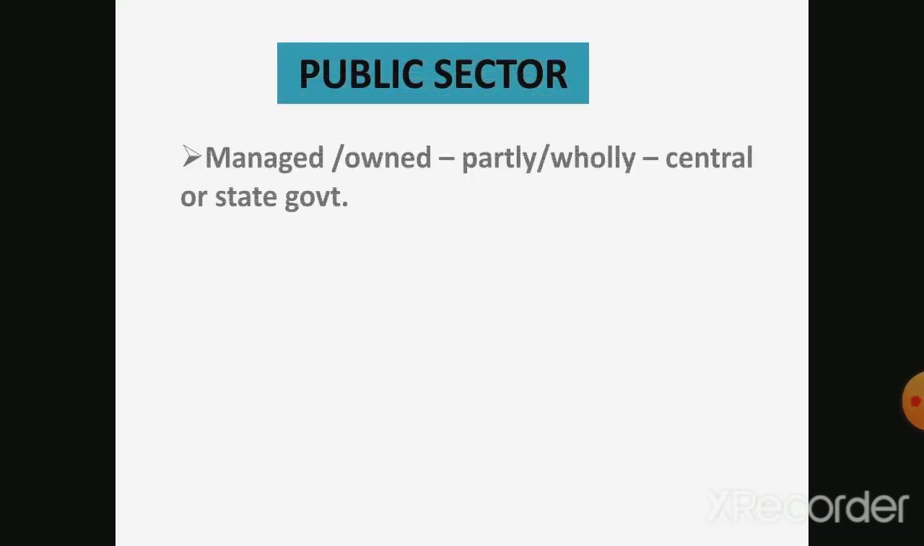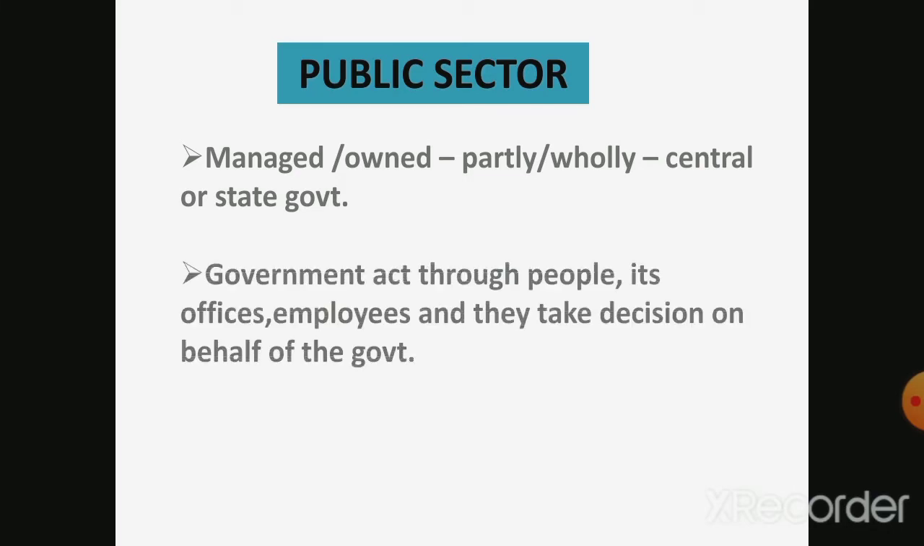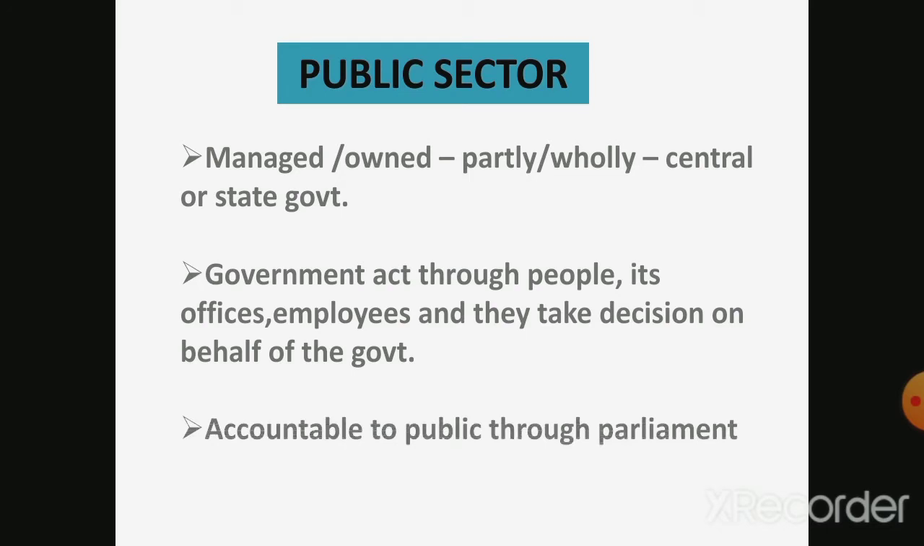Now, before discussing the types of public sector, let us first understand what is public sector. So, public sector is an organization which is managed or owned partly or wholly by central or state government. The government acts through people, its offices, employees, and they take decisions on behalf of the government. And public sector is accountable to the public through Parliament. So as we know, there are three types of public sector enterprises.